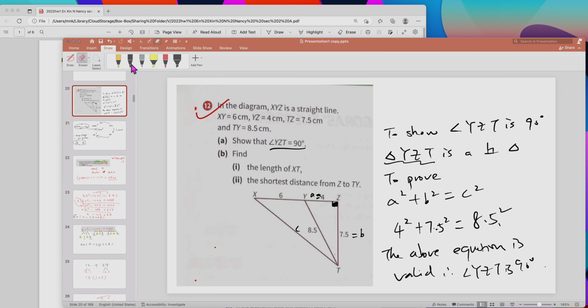xt. So where is xt? So funny. xt is the longest. Yeah. Funny thing.